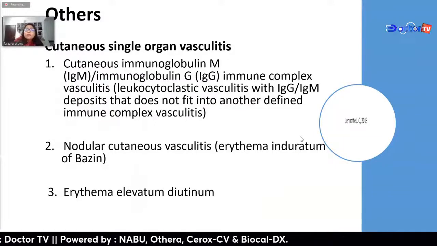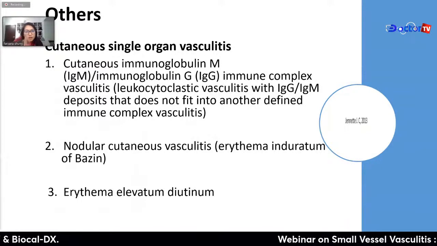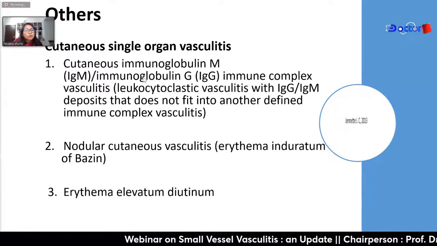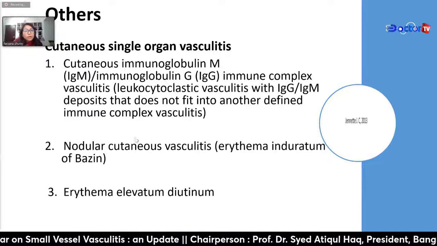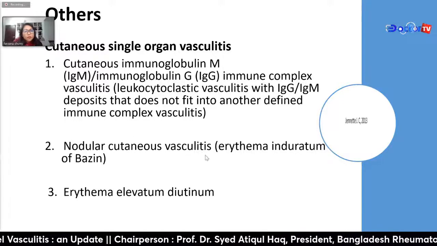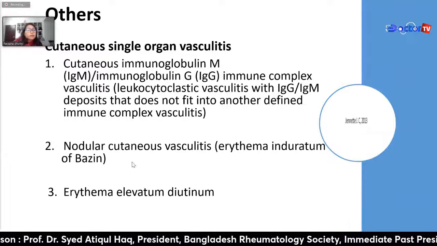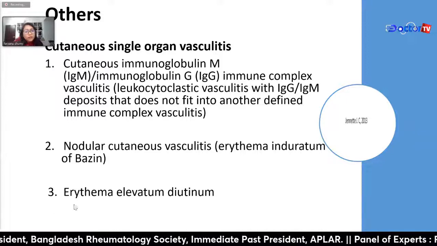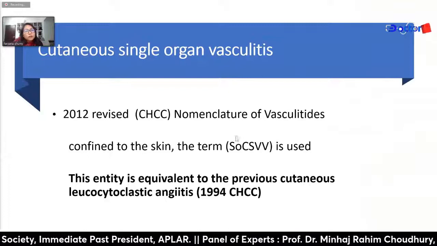So I have already described the various forms of vasculitis: large, small, and infection-related. But in cutaneous single organ vasculitis, it has been mentioned that it could be cutaneous IgG immune complex vasculitis. It could be nodular cutaneous vasculitis, which has been described as erythema induratum of Bazin, described, I think, in 1844 by Bazin, and it could be erythema elevatum diutinum. So what is cutaneous single organ vasculitis?